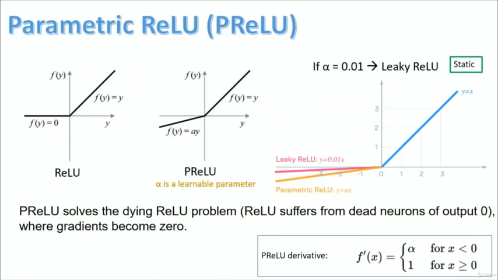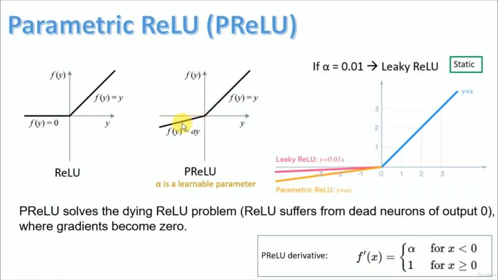In order to solve this problem, parametric ReLU was proposed, which is PReLU for short. What parametric ReLU does is that when the input is negative, the output is not 0, but alpha times y, which means it's going to be a very small negative value. The good thing about it is that this alpha is learnable. You can learn how much the slope is when you have a negative value.